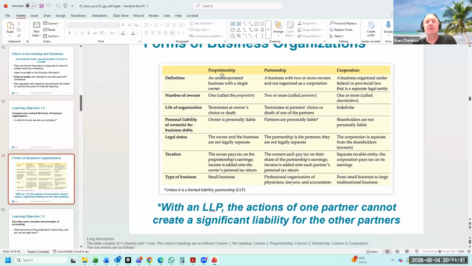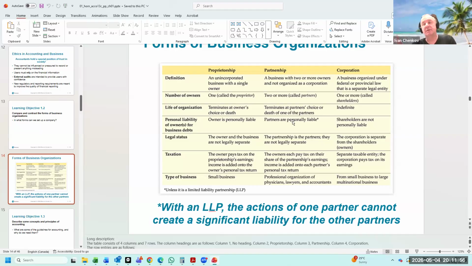Personal liability. The proprietorship is owned by the person, so it is tied to his personal property. If something happens with the business under the sole proprietorship, the borrowers or the lenders can go after your personal property, whatever that personal property is. Partnership, same idea.